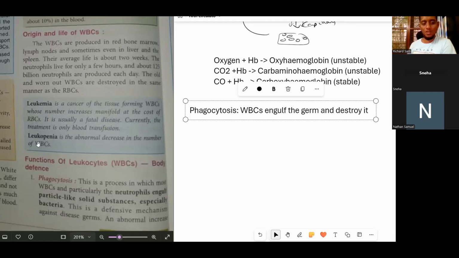There's another opposite of that called leukopenia. Leukopenia is when there's an abnormal decrease in the number of WBCs. What's the problem if there's too few WBCs? Yeah, no immunity. You'll get sick very fast because your body does not have WBCs to fight against the germs.